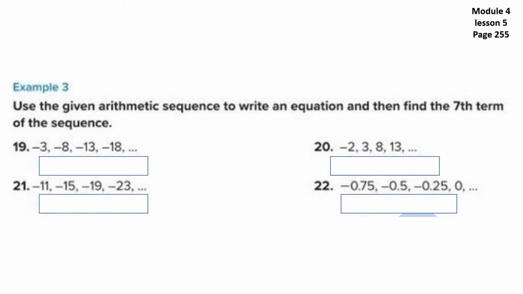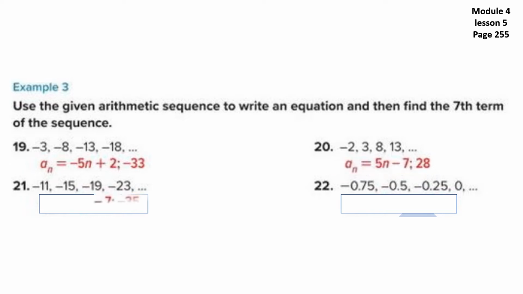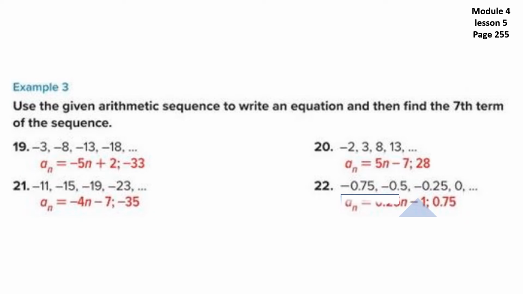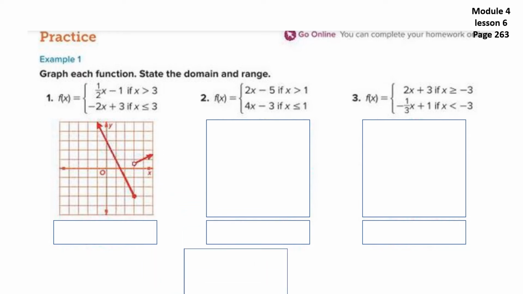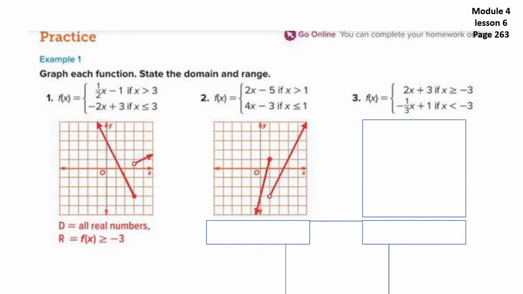Next, we have arithmetic sequence. I'm showing you the answer key for this also, and the detailed steps would be in part 3 of the video, so do watch that as well. And just to show you, the answers would be these, where you have to use the given arithmetic sequence to write an equation and find the 7th term of the sequence. So just check your solutions, check your answers for the graph as well.